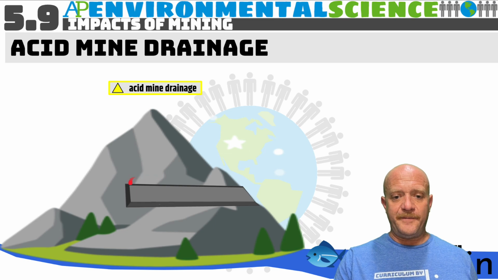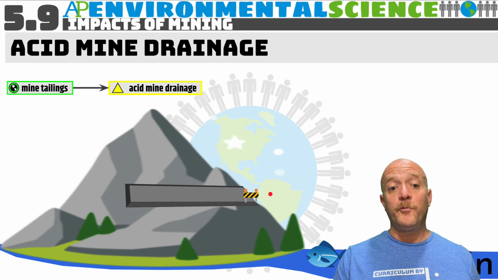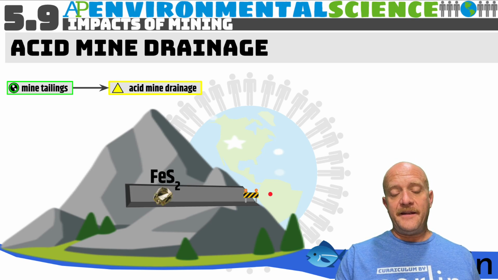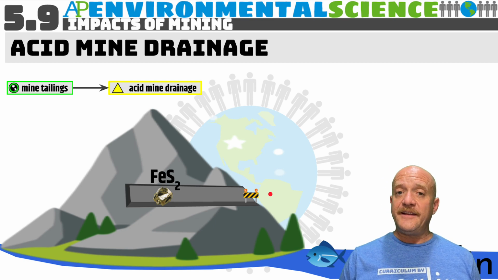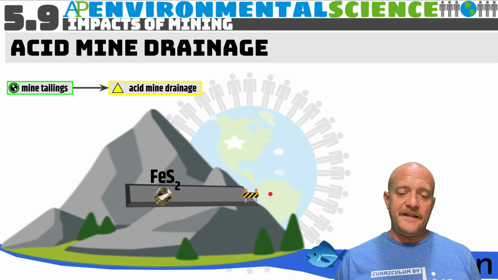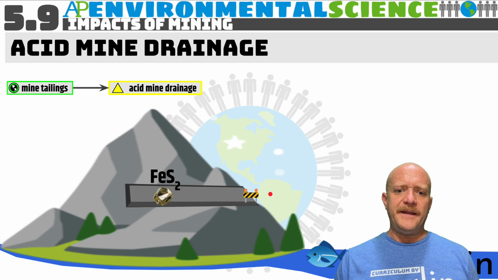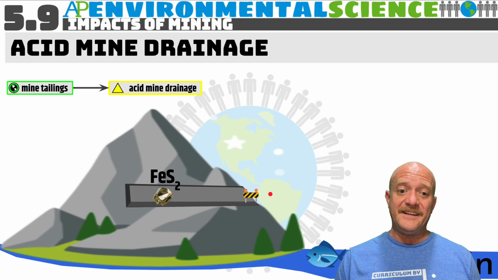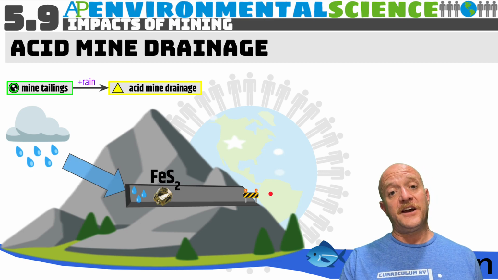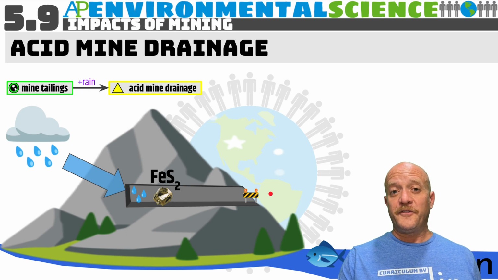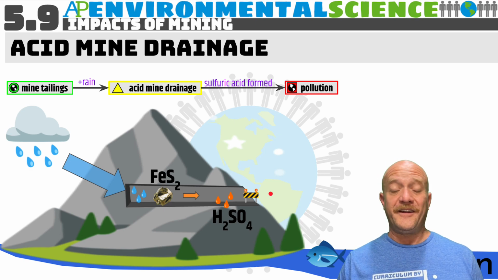So this represents an abandoned mine. Okay, so it's been closed off. You have mine tailings that are sitting there, and oftentimes, especially when coal is involved, you're going to have iron sulfide present. And this is also called pyrite, if I'm not mistaken. But it's going to be sulfurous tailings. And then it rains. And the water comes in contact with this sulfur compound. And then it can lead to water pollution because you're going to form sulfuric acid.